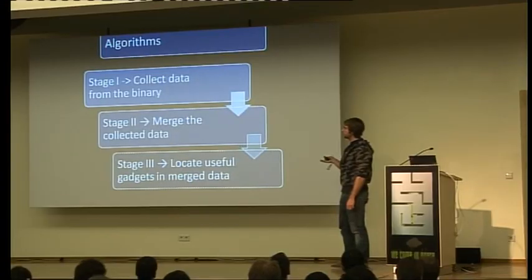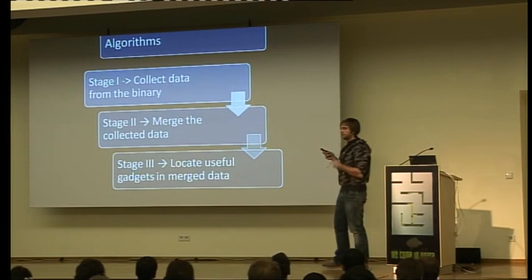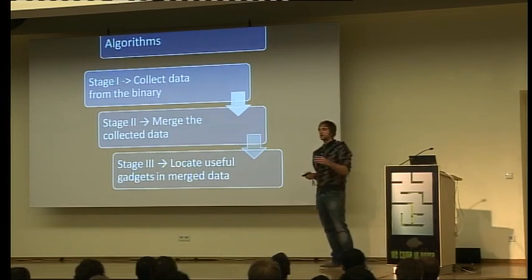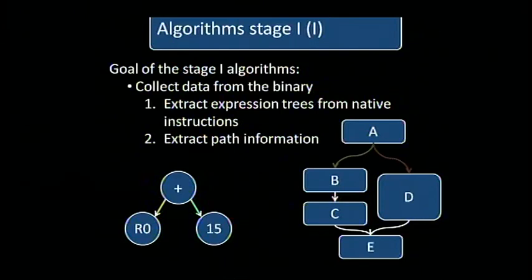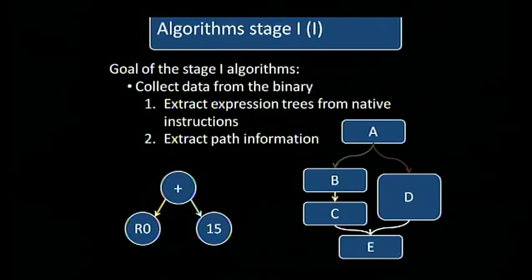Then we merge the collected data of instructions and paths together, and later we do a fuzzy tree matching, which matches fuzzy-defined semantic information with the information that we have extracted from the binary, so that we can see if the sequence of instructions we are currently looking at matches something that we need in our programming later. In the first stage, we extract expression trees for native instructions.